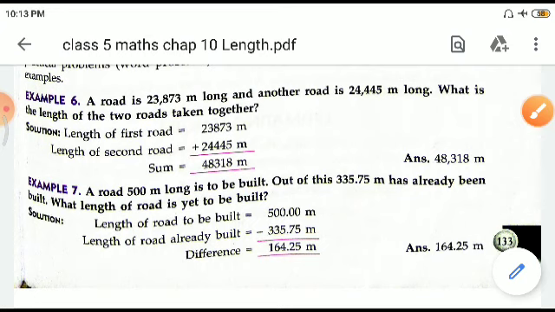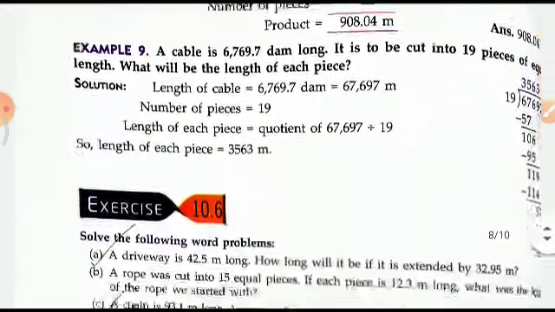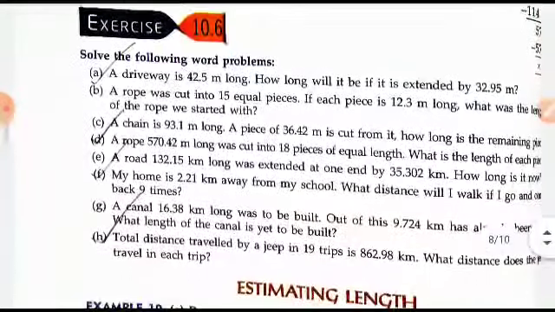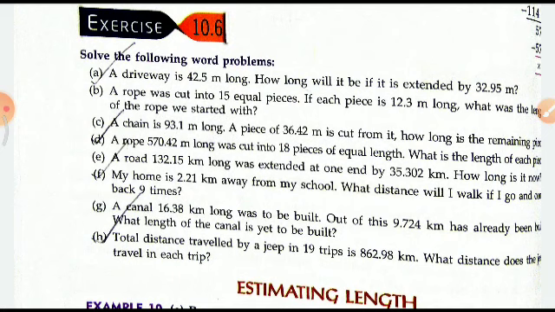So the basic thing here is you need to identify which mathematical operation you have to use, like addition, subtraction, multiplication and division, and solve it accordingly, right? See children, there are some examples given here. See the first one, a driveway is 42.5 meters long. If it is extended, extended means increase, and increase means plus, right?